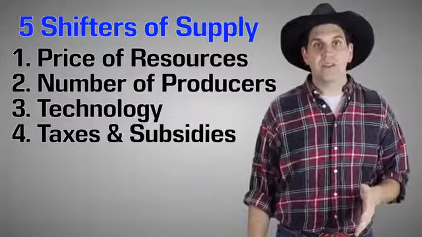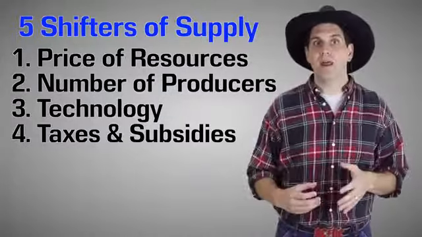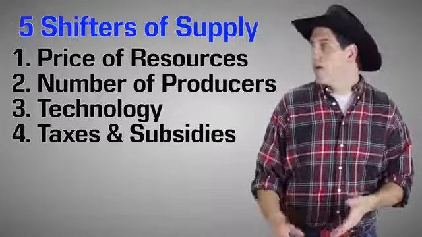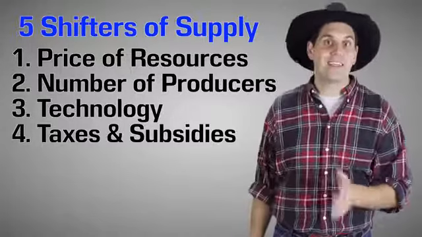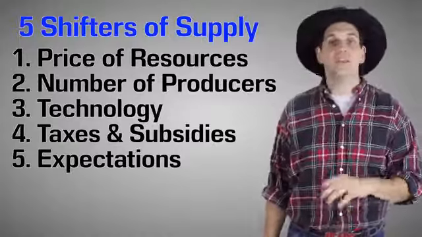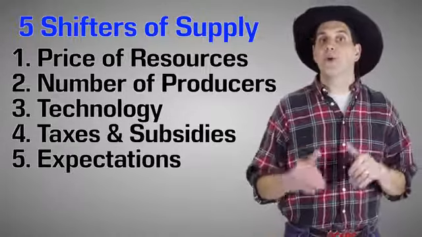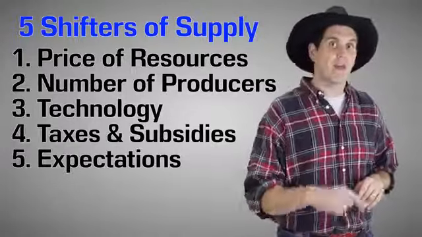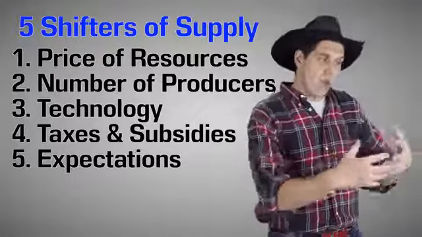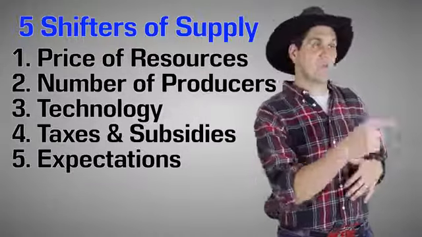A tax is just the opposite. This would take away producers' money, and since they don't have money to produce stuff, the supply would shift to the left and decrease. And the fifth and last shifter is future expectations. If a producer thinks they can make more profit on their products a few weeks from now, they'll hold back supply now and then supply more later on.